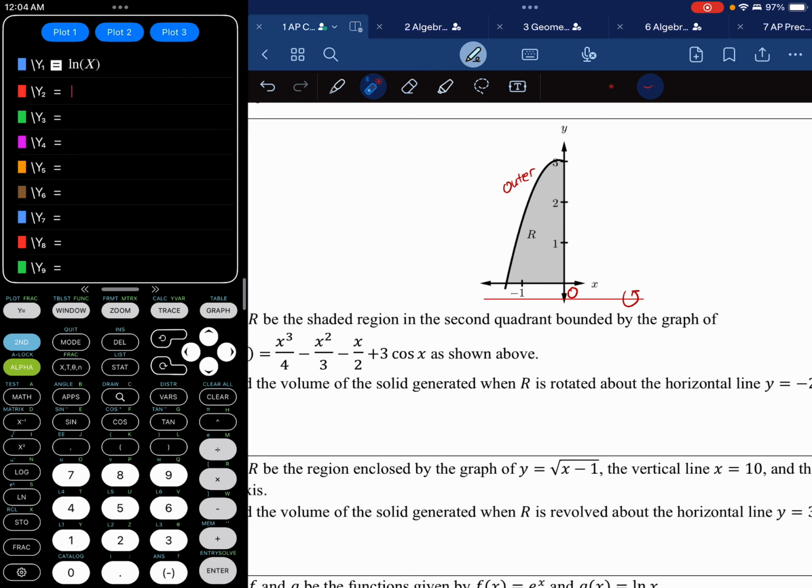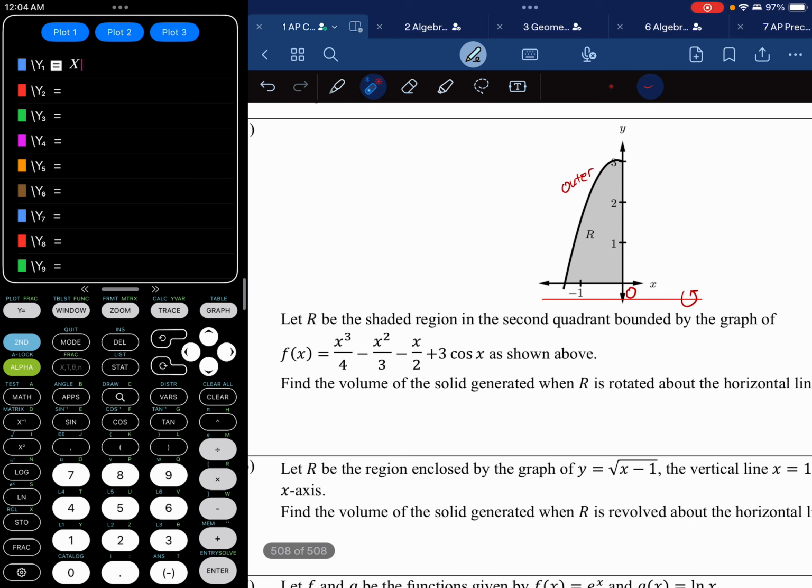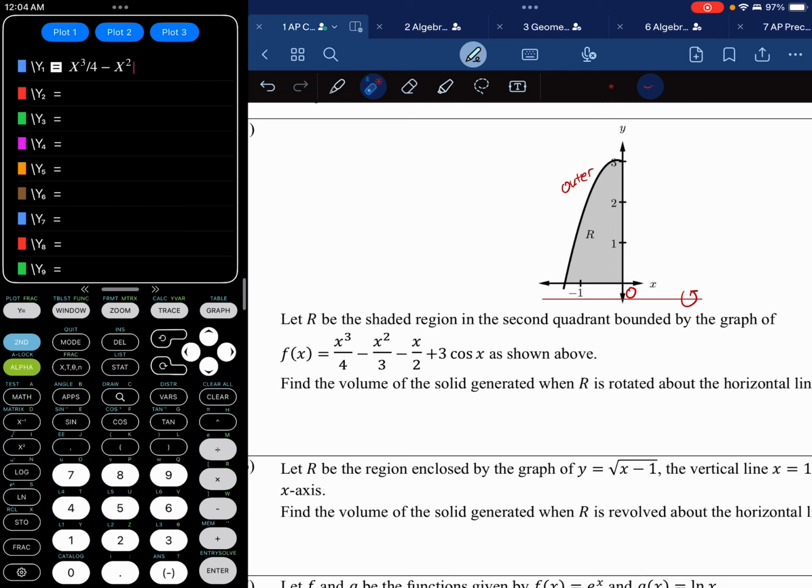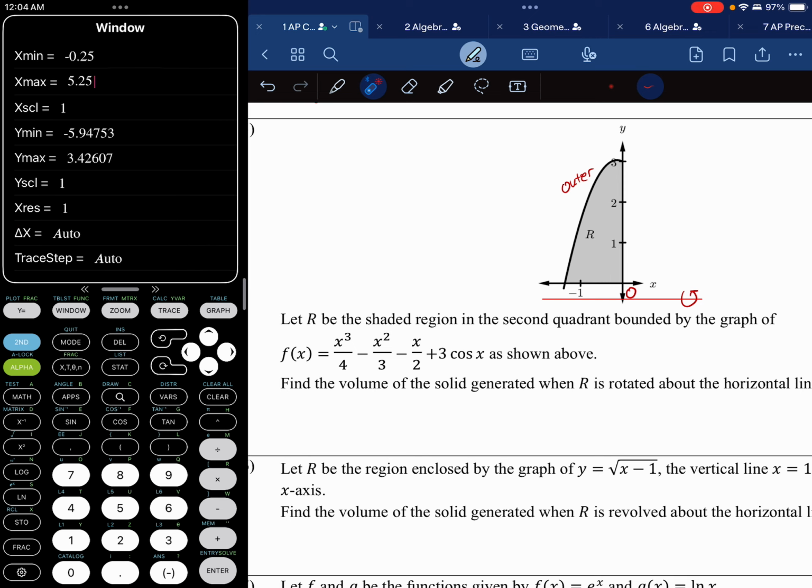So I'm going to go y equal, let's clear out of both of these. And we're going to type in x to the power of 3 divided by 4. And then I'm going to subtract x to the power of 2 divided by 3. And then I'm going to do minus x divided by 2, and then finally plus 3. Okay, I have the entire equation written down, and I'm going to go to my window.